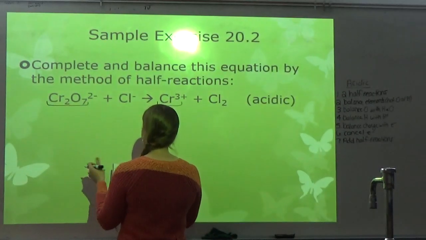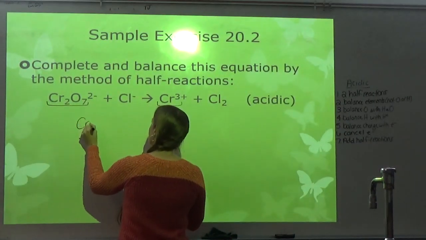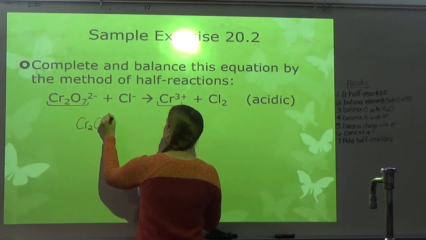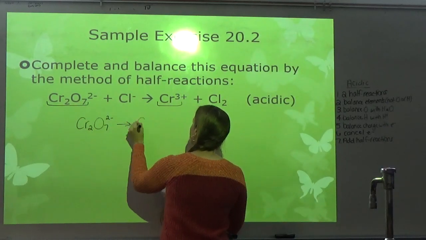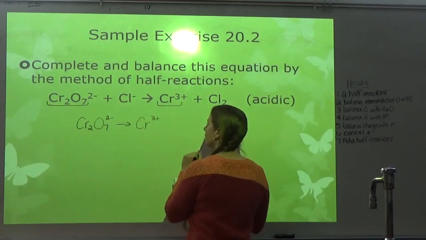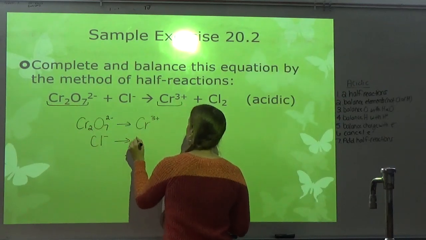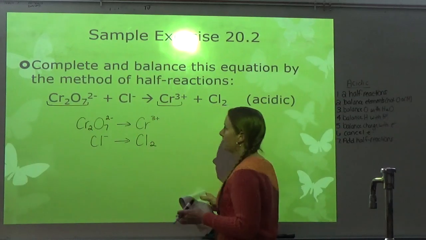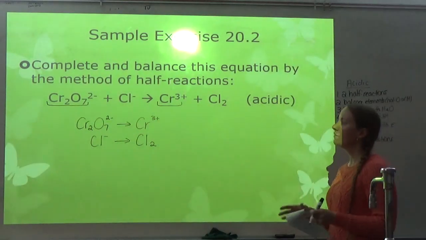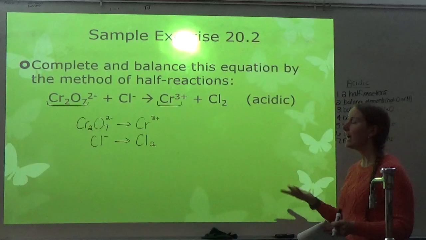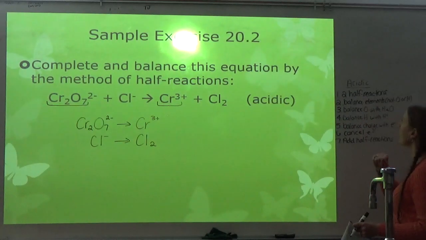All right, so I have my Cr2O7 with a -2 charge, yielding my Cr3+. And then I'm going to have a Cl- yielding a Cl2. See how all I did was first split it up into a half reaction. So I got my two half reactions.